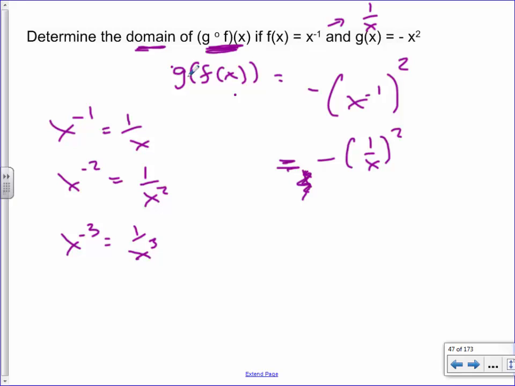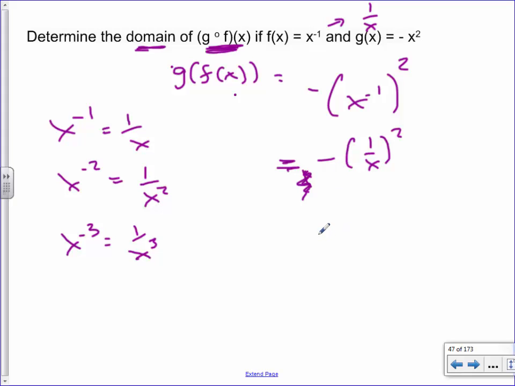X values, yeah. Basically, I'm asking you what x values can you plug in? Can you plug in 5 for x? I don't see any reason why not. 1 over 5 is a number. I can square that number and make it negative. That certainly should work. But there's one value I can't use.